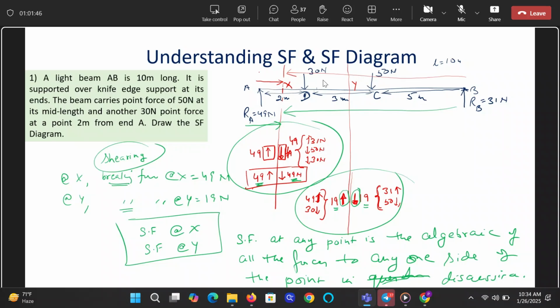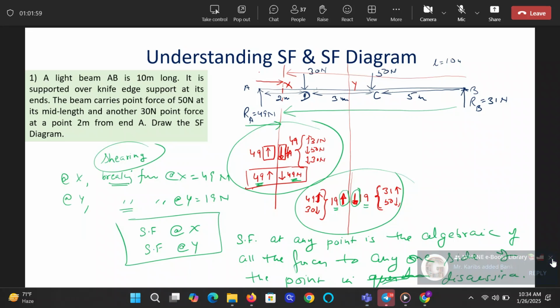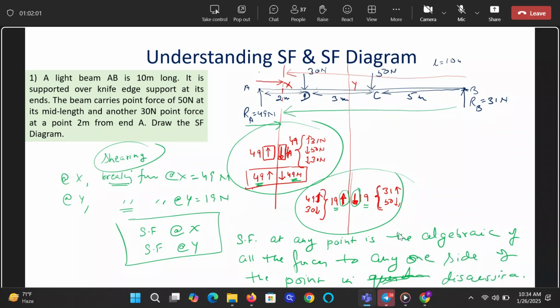SF at any point is the algebraic sum of all the forces to any one side, whether to the left of it or to the right of it, of the point in discussion. Earlier, the point in discussion was X. So to the left of it also, the force was 49 newtons. To the right of it also, the algebraic sum was 49 newtons. So 49 newtons is the shearing force at X.